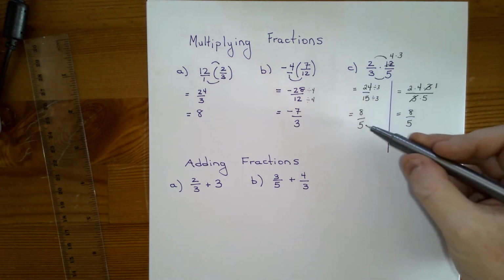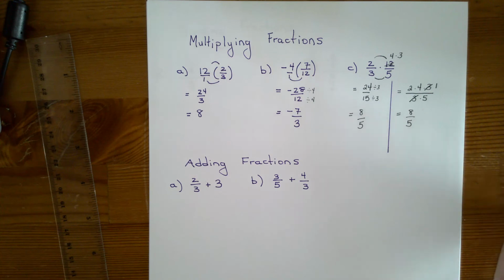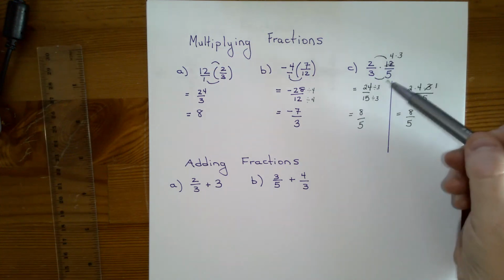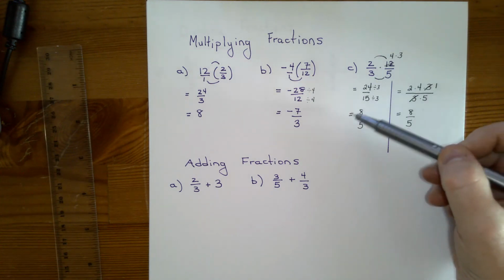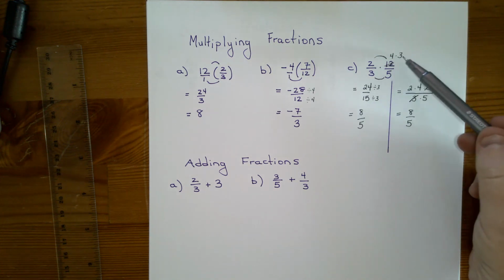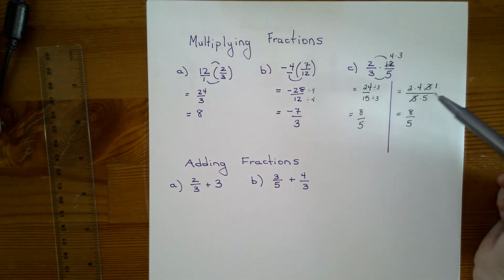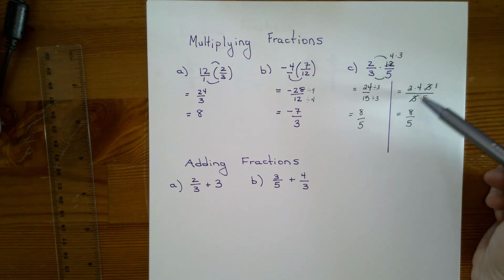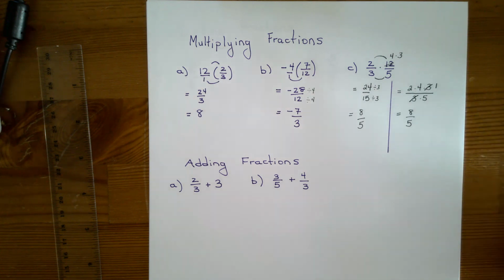So I end up with the same answer. I've just done it in two different ways. This one, I multiplied first and then looked for common multiples and divided them out. And this one, I wrote this in terms of factors in the beginning so that I could divide the 3's first and then do the multiplications.